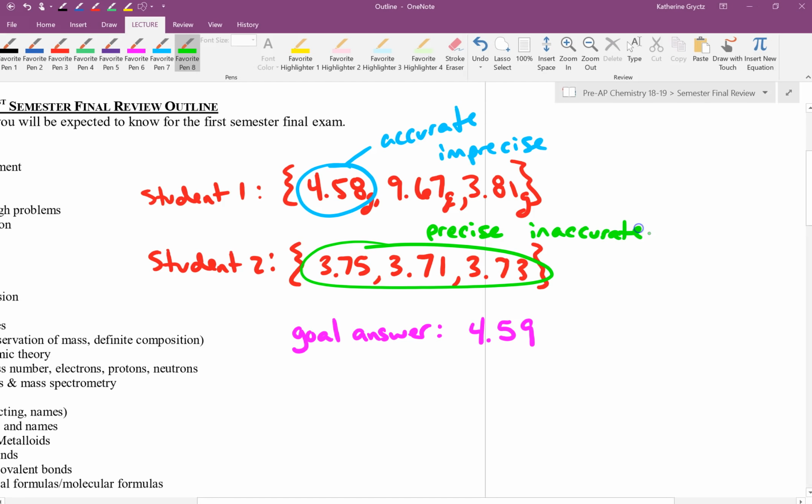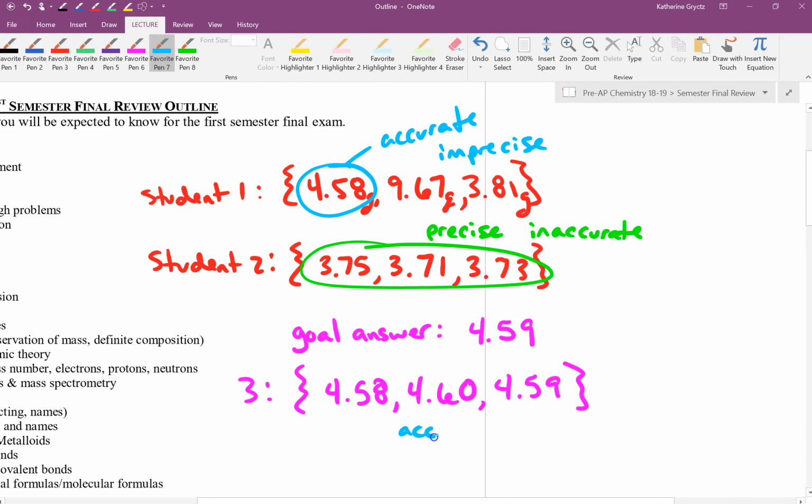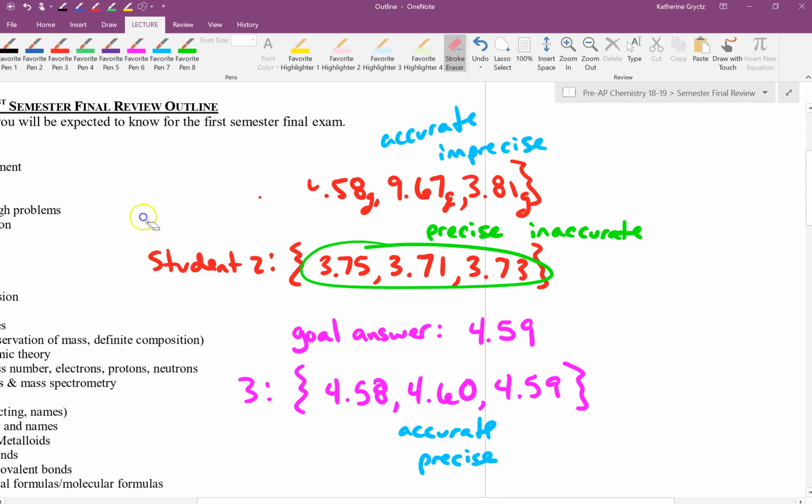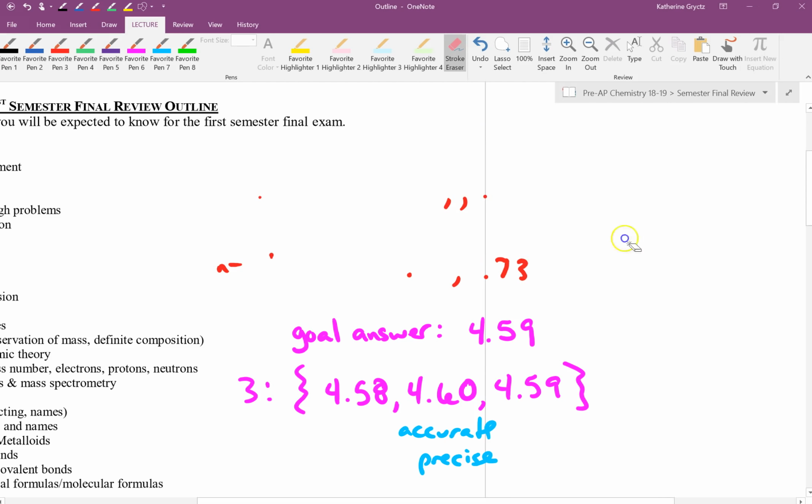Okay. So if a third student came in and had 4.58, 4.60, and 4.59, they would be considered accurate and precise. They were able to get the target answer and also repeat that process. Okay, so just be able to understand, it'll maybe be one question, but understand the difference in those terms.